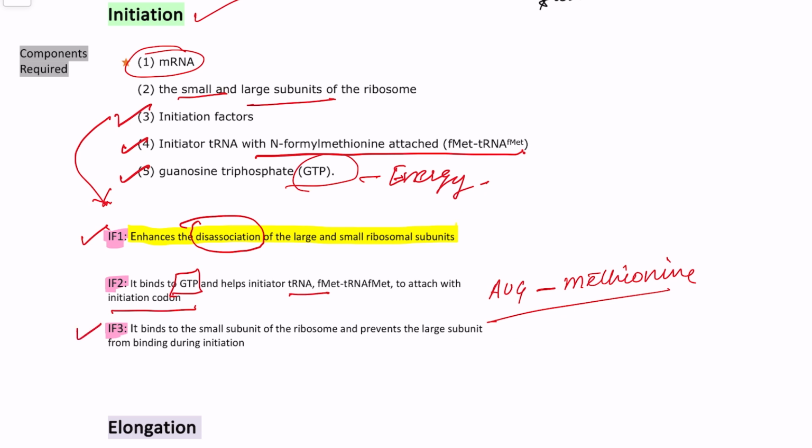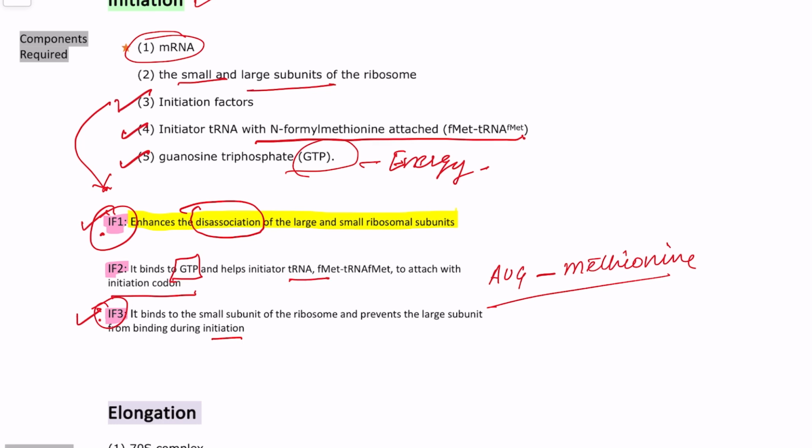And then comes initiation factor 3. It binds to the smaller subunit of the ribosome and it prevents the large subunit from binding during the initiation. Clear? You must not get confused when we study the function of initiation factors 1 and 3, because 1 is involved in the dissociation, right? And 3 prevents the larger subunit from binding during initiation. Both of these initiation factors, 3 and 1, bind to the smaller subunit of the ribosome during the translation process, right?